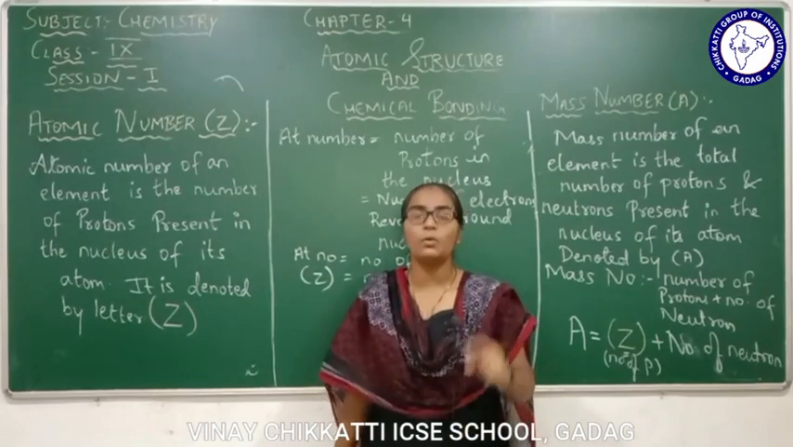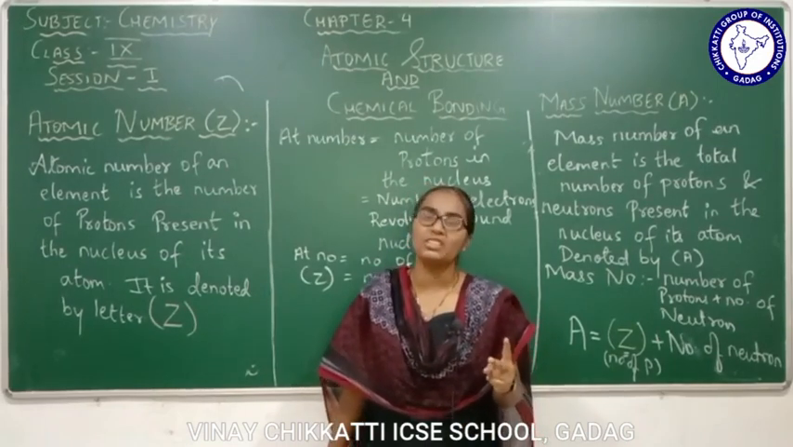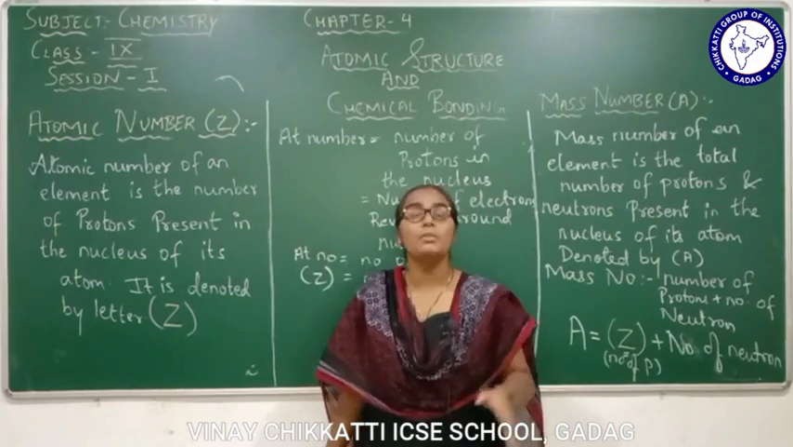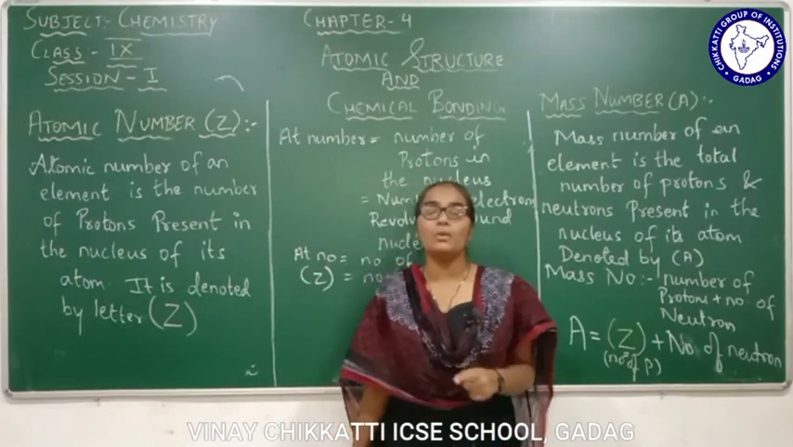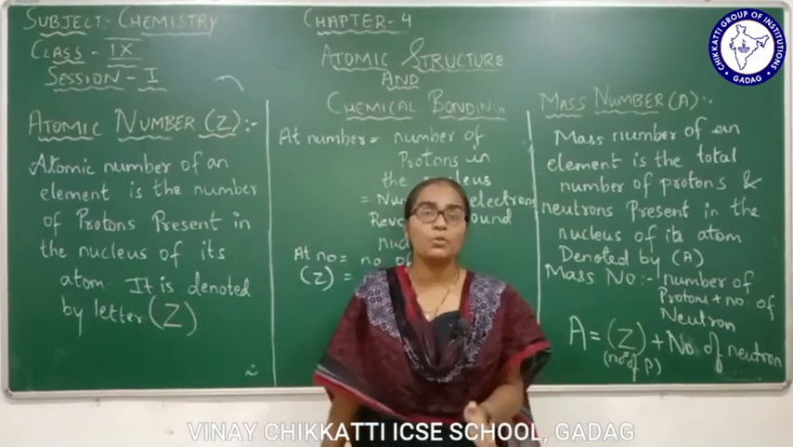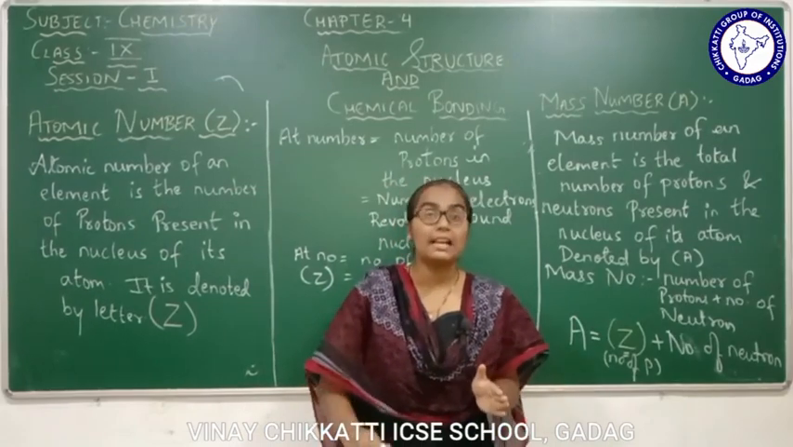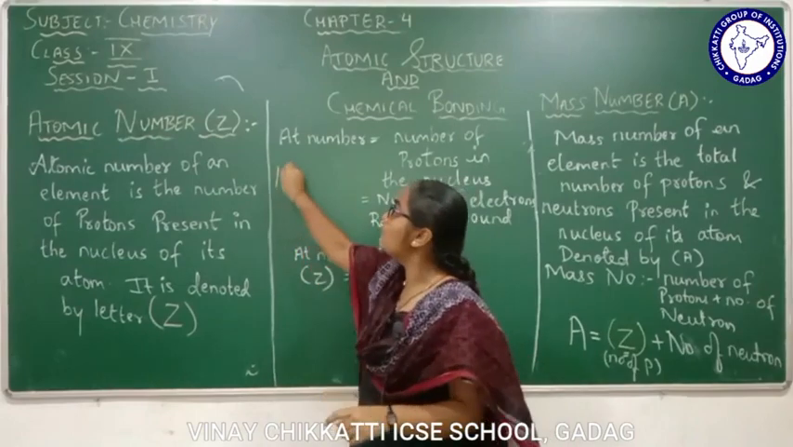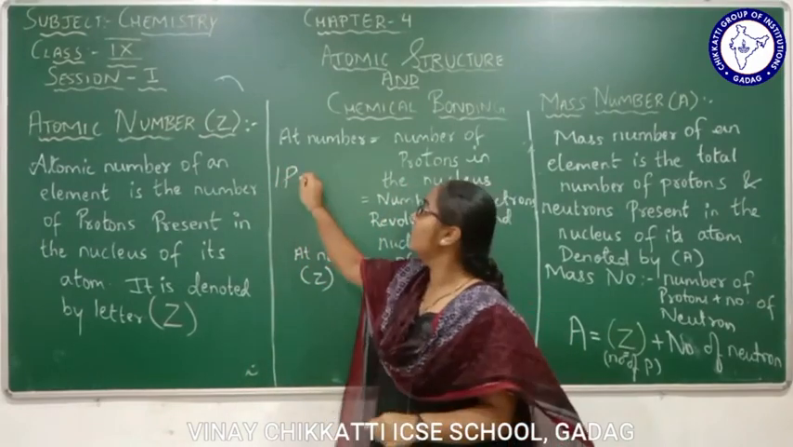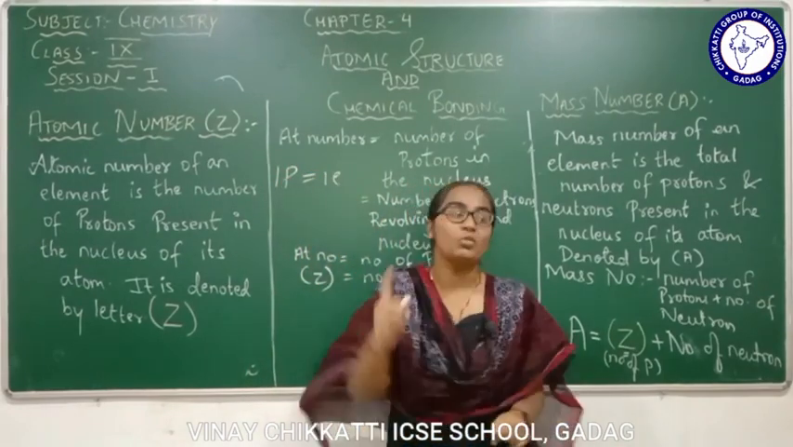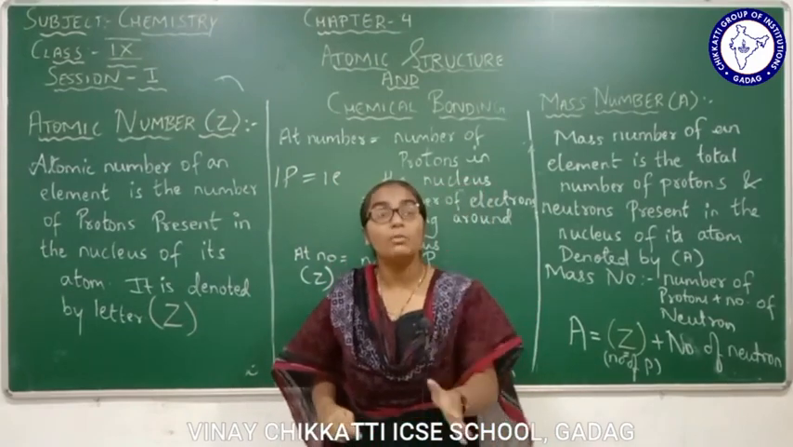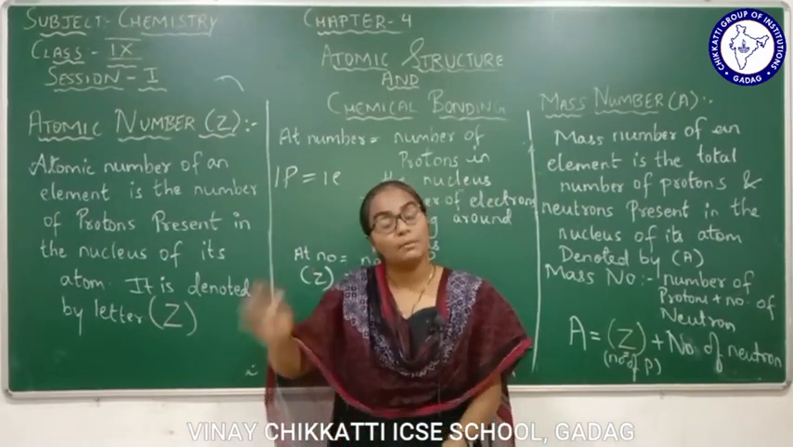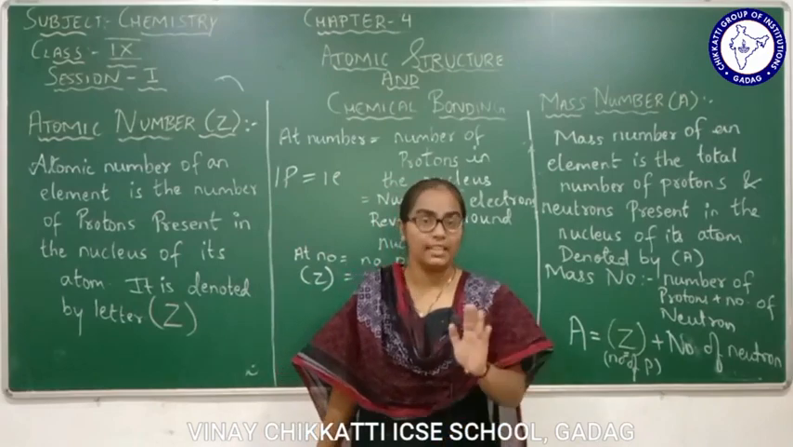present in the nucleus, whether 1 proton, 2 protons, or 3 protons in the nucleus. And one thing to know is that however many protons there are in an atom, exactly that many electrons will be present in the atom. Suppose 1 proton is there, then 1 electron will be revolving around the nucleus. However many protons there are, that many electrons will be there in an atom.